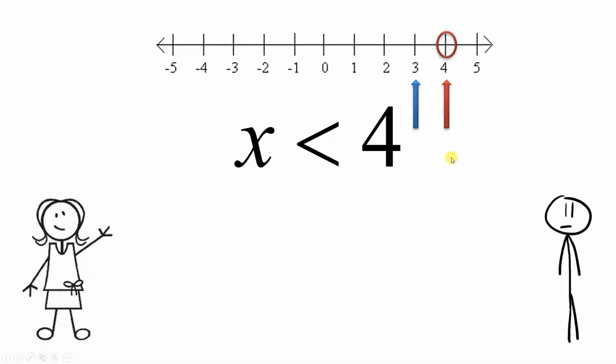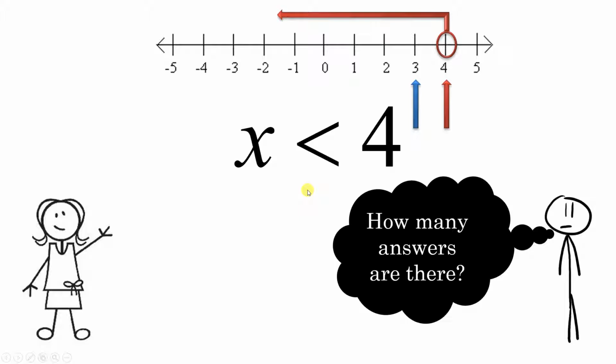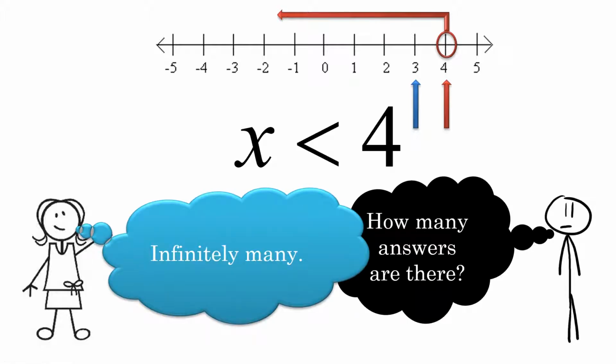It can't quite be 4, so we go all the way up to 4, but 4 is not included, and everything smaller than that would be a value for X that would make this true. So what we're doing with the graph is drawing a picture of all of the answers, all of the things that X could equal that would make this a true statement. And there are infinitely many answers, right?